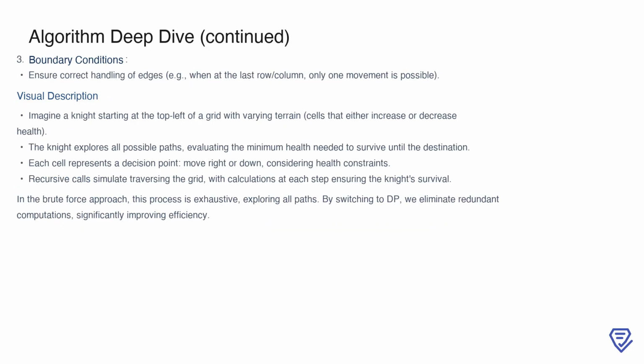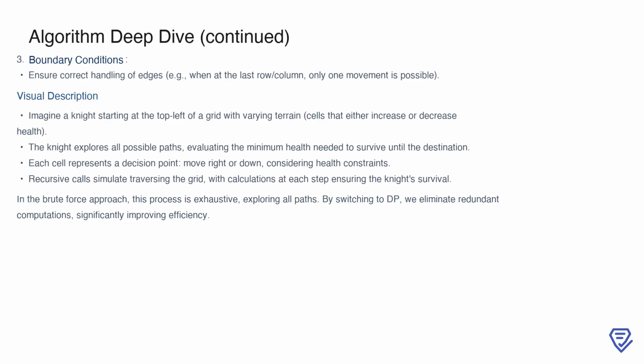When optimizing, it's also critical to handle boundary conditions effectively. For example, at the last row or column, the knight only has one possible movement option, and the calculations must account for this constraint. To visualize the problem, think of a knight navigating a grid where each cell represents a decision point. The knight must evaluate whether moving right or down will require less health, while ensuring they never run out of health. Recursive calls simulate this decision-making process for every possible path.